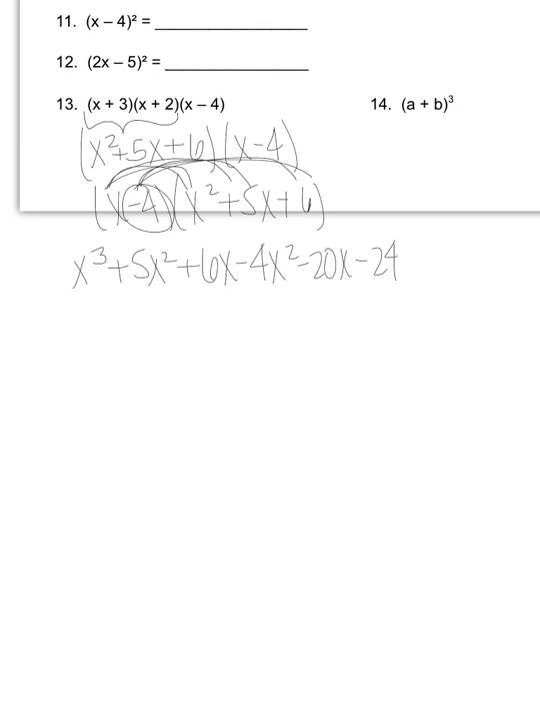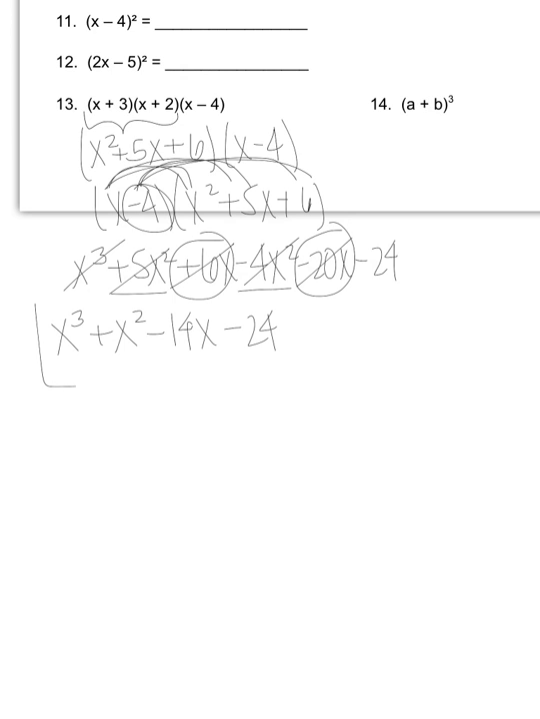Okay, so we're going to combine like terms. Notice we have an x cubed, but we don't have another one, so I'm going to rewrite that. We have a 5x squared. We can combine that with negative 4x squared, so that would make 1x squared. And then we have 6x minus 20x, which would make negative 14x, and then we have left minus 24. So when you're multiplying 3 different binomials together, multiply 2 of them, doesn't matter which 2, get an answer, and then multiply it by that third one.